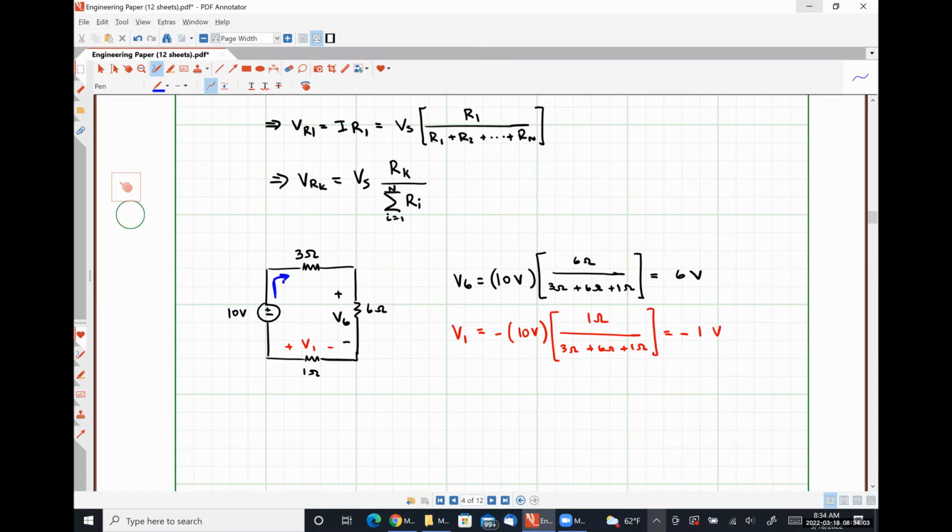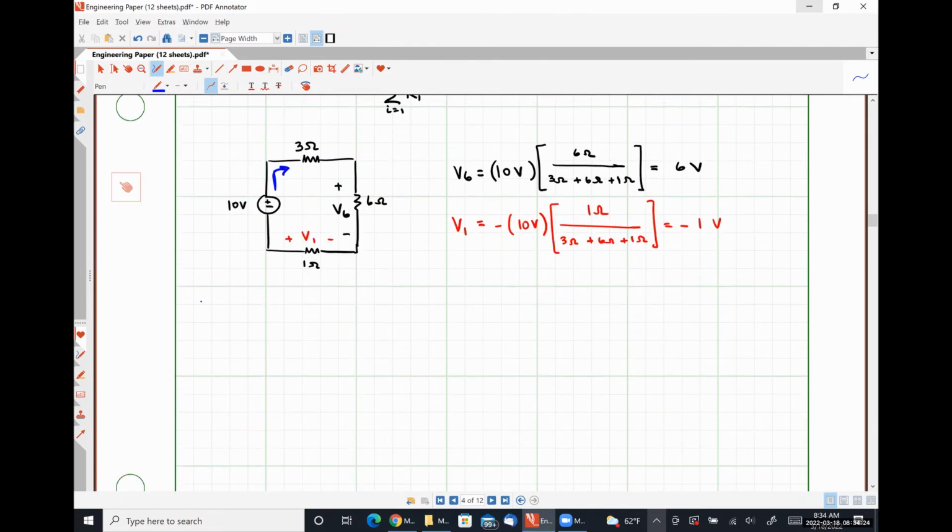Now, voltage division technically only applies to networks where we have multiple resistors in series. We are going to find ourselves constrained by that definition because we're not going to see networks that have just a lot of resistors in series. So let's talk about how we could apply voltage division to networks that are slightly more difficult.